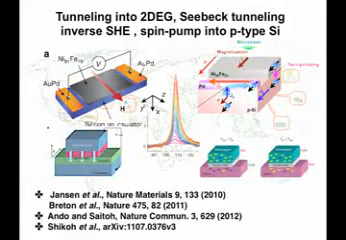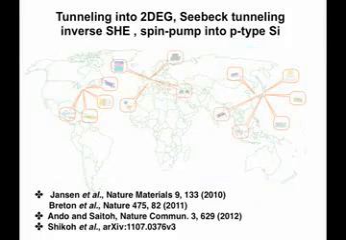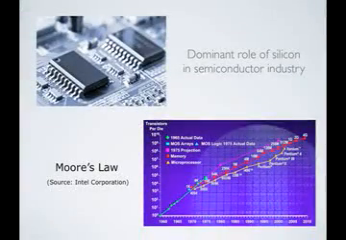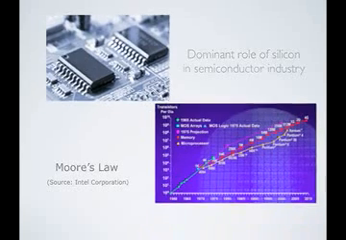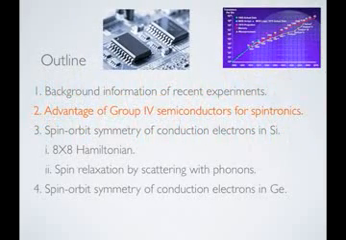There are also some other different methods utilized to study silicon spintronics, like the spin tunneling into a two-dimensional electron gas, the Seebeck tunneling, the inverse spin Hall effect, and elegant work of spin pumping into a p-type sample. All these experimental efforts in silicon spintronics are motivated by the dominant role of silicon in the well-developed semiconductor industry. So in the following section, I will briefly discuss the advantage of using group 4 semiconductors, especially silicon, for spintronics.